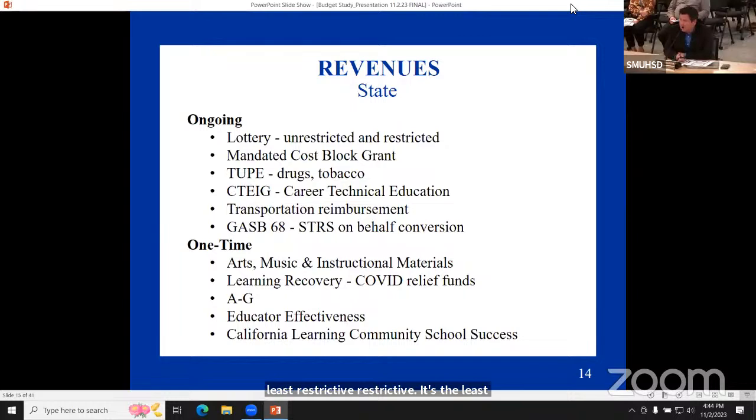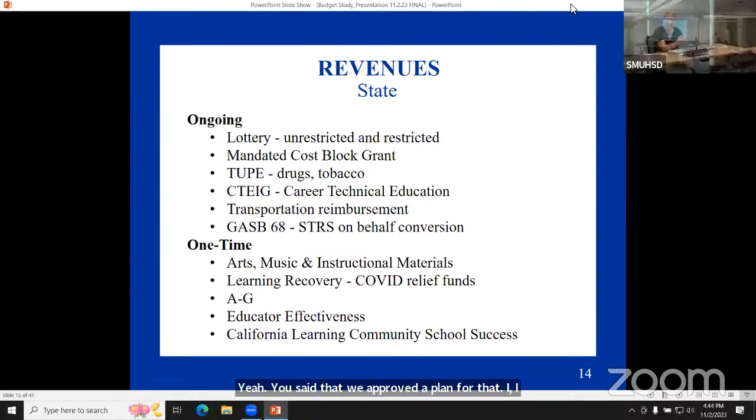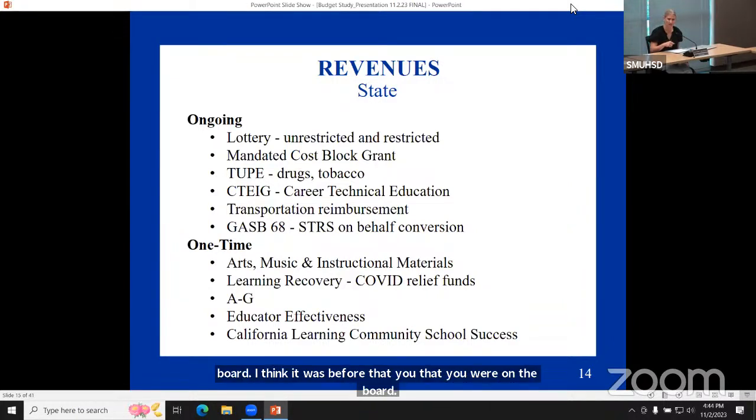Got it. Jennifer, you said that we approved a plan for that. I don't remember that. Can you remind me? It probably was before you were on the board. Oh, I think it was in September, October. Isn't this the new one that voters voted on? No, that's Proposition 28. Oh, okay.